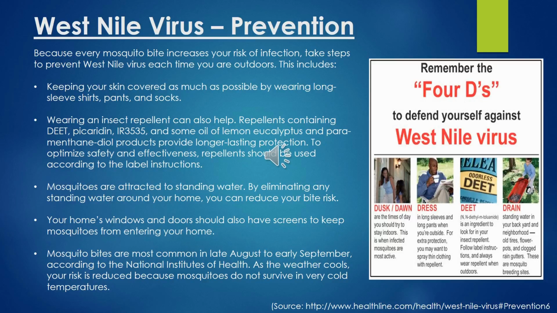Mosquitoes are attracted to standing water. By eliminating any standing water around your home, you can reduce your bite risk. Your home's windows and doors should also have screens to keep mosquitoes from entering your home. Mosquito bites are most common in late August, early September, according to the National Institutes of Health. As the weather cools, your risk is reduced because mosquitoes do not survive in very cold temperature.